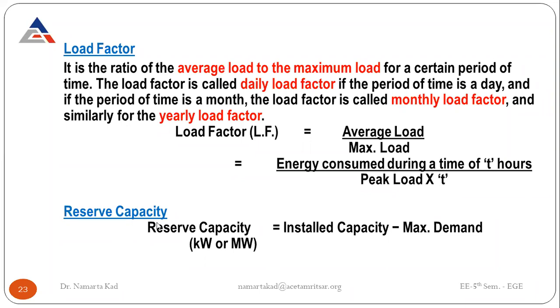Okay. And the formula for reserve capacity, which is generally calculated in kilowatts or megawatts, is equal to installed capacity minus maximum demand. This reserve capacity is generally calculated for some industries or for generating stations, to see what their installed capacity is and what their maximum demand is. Like if the installed capacity of a generating station is 2.5 megawatt and its maximum demand is 1.5 megawatt, then the reserve is 1 megawatt. Like this you have to calculate the reserve capacity.